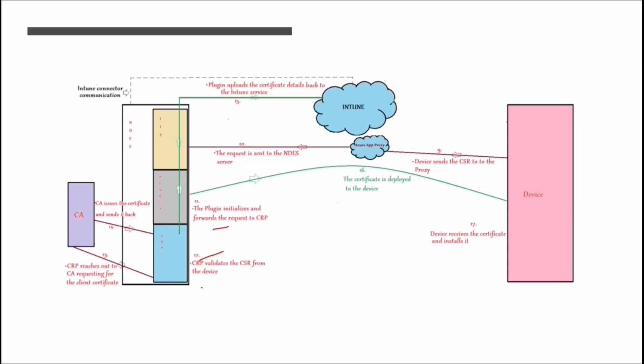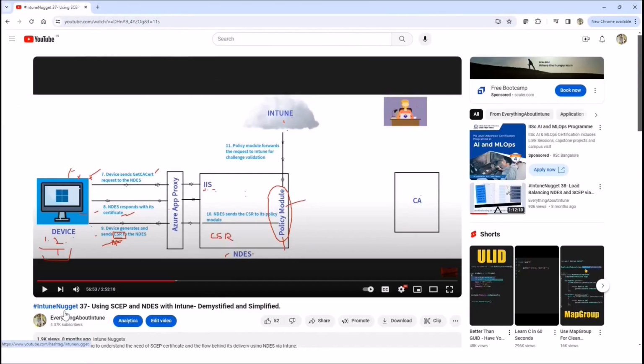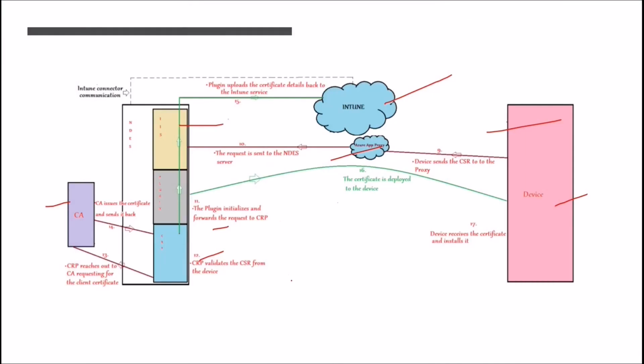What you need to see over here is what are the components that you have. You have the CA, you have the NDES, you have the app proxy, you have the Intune service, and you have the device. So you have got so many components which you need to set up, install, and maintain in order for the device to get that certificate. Now, just FYI, I have done a deep dive on this topic. You can find it in my YouTube channel. The nugget number is 37, wherein I've spoken in detail about how this on-premise NDES works and how the certificates to that are issued.